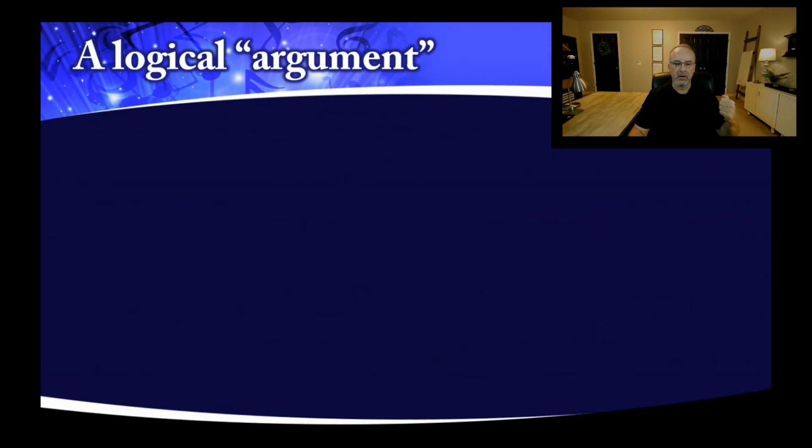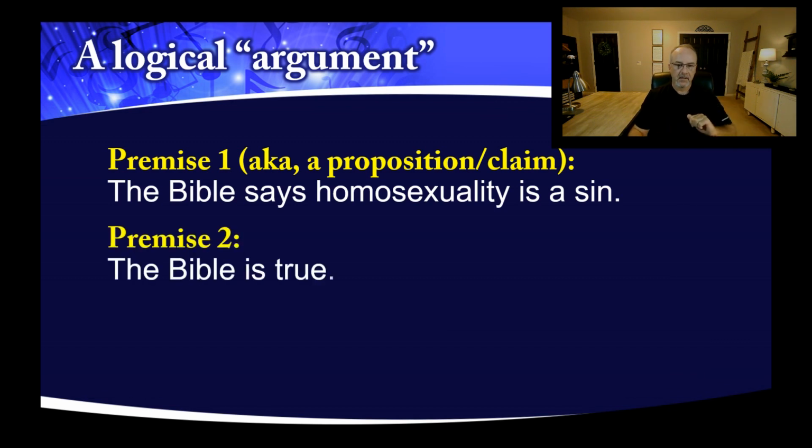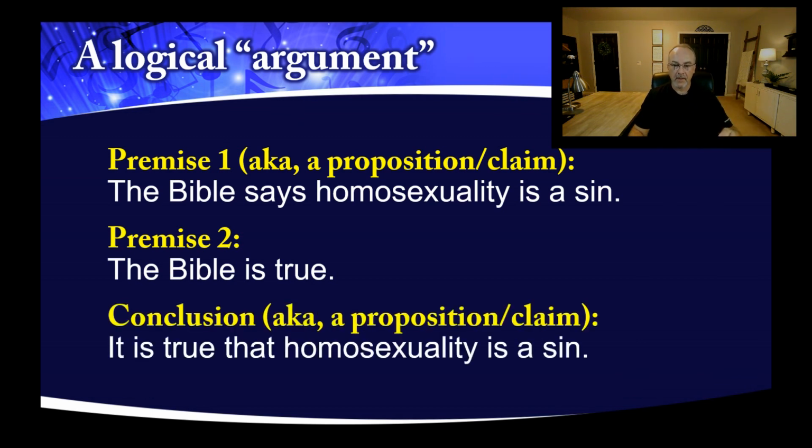Let me give you an example of a logical argument. Now, when we're talking about logical arguments, we're not talking about fighting. We're talking about making a case via propositions and conclusions to try and prove something or demonstrate some truth. Here's the first premise, or proposition, or truth claim: the Bible says homosexuality is a sin. That's premise 1. Premise 2: the Bible is true. Therefore, the conclusion, or the third proposition that comes out of the first two, is that it is true that homosexuality is a sin. This is a logical argument. If premise 1 is true and premise 2 is true, then premise 3 must be true. That's the argument. You see how that works?